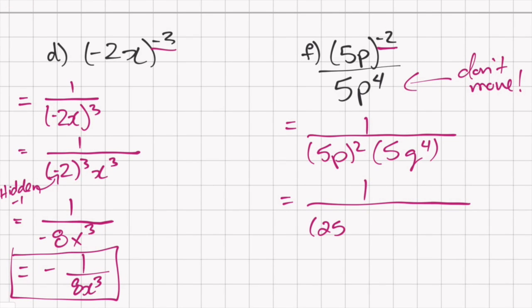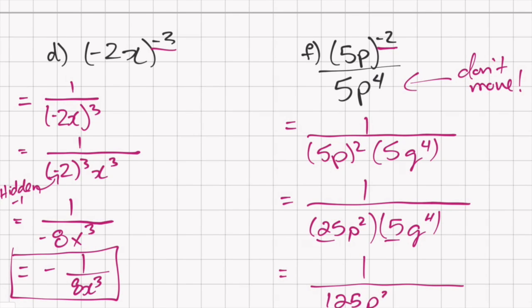simplify this further, because on the bottom, we can multiply our coefficients, giving us 25p to the exponent 2 times q to the exponent 4. And again, we can simplify further by taking 25 and multiplying that by 5 to give us 125 p squared and q to the exponent 4.